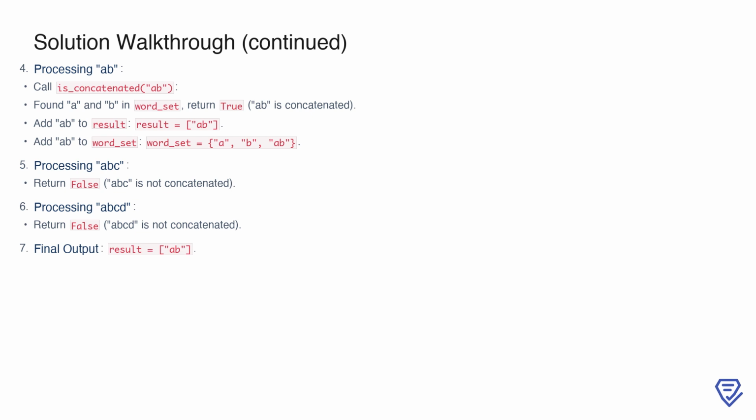For the word abc, the function cannot find a valid concatenation, so it returns false. Similarly, for abcd, no valid concatenation is found, so the function returns false as well. At the end of this process, the final output is ab, representing the concatenated word from this input list.